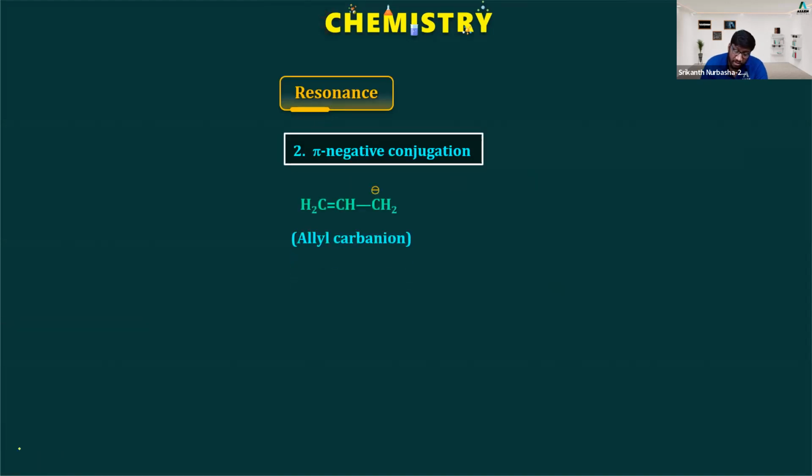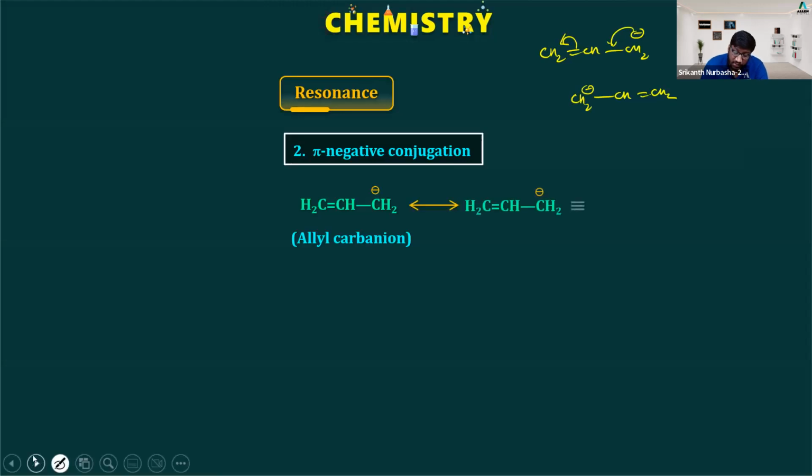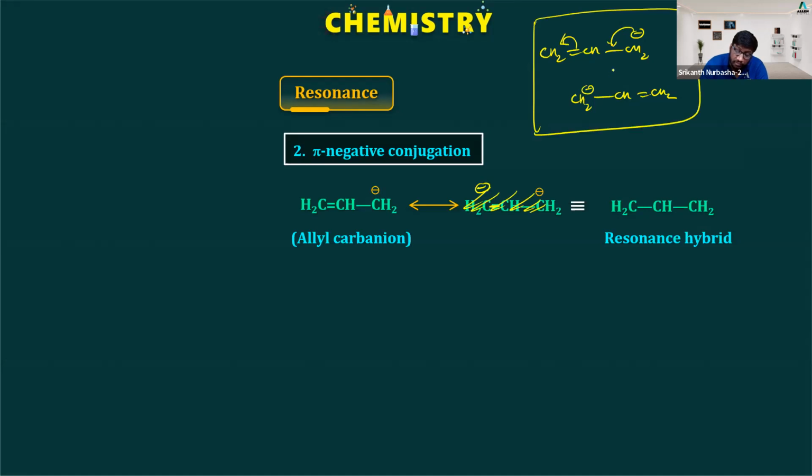So pi negative conjugation: CH2 double bond CH, CH2 minus. The negative charge comes in, the pi electron density moves away. So you can write CH2 minus, CH double bond CH2. The allyl carbanion is also resonance stabilized. So CH2 double bond CH, CH2 minus will have a respective resonating structure like this.